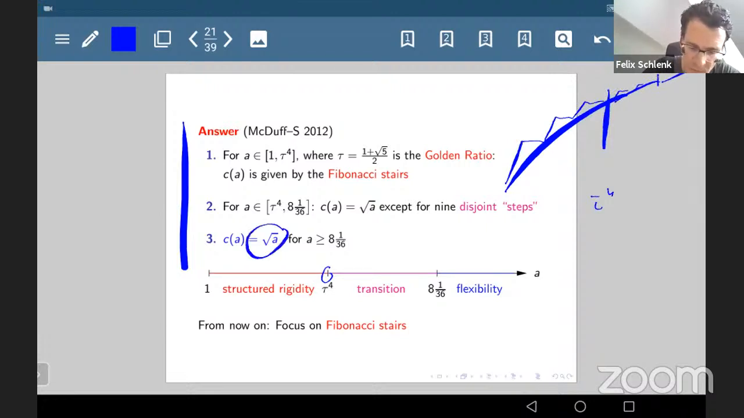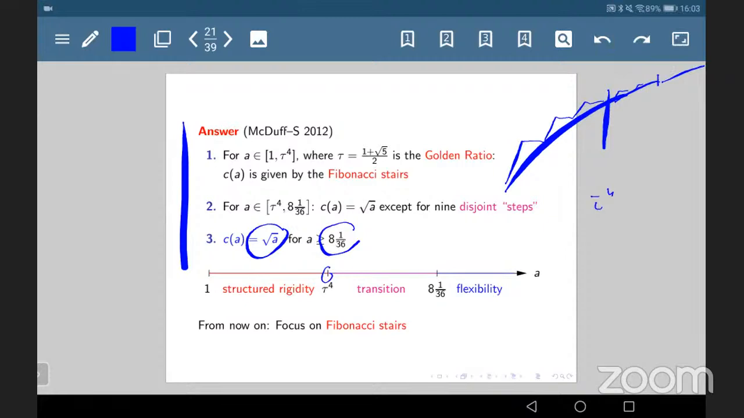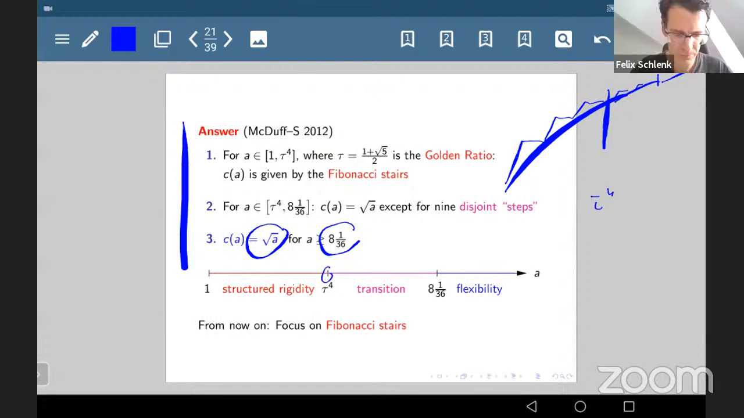constraint. So for a bit more than 8, you can fully fill, and then between 7 and this number, or maybe a bit more than 7. Tau to the 4 is, yeah, okay. It's around 7. It's 6.85.